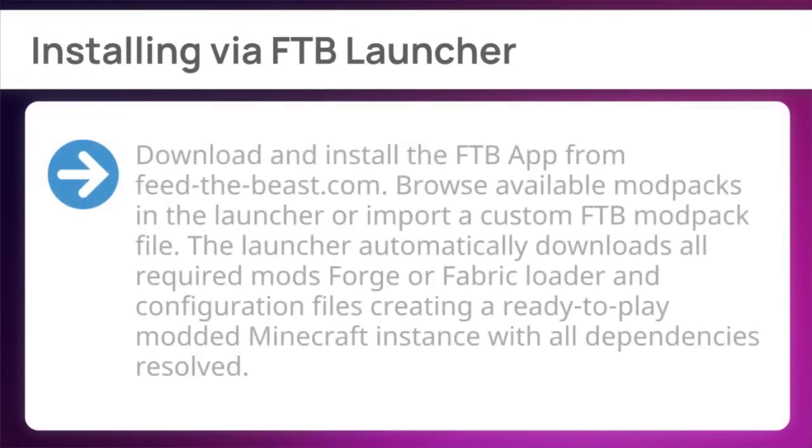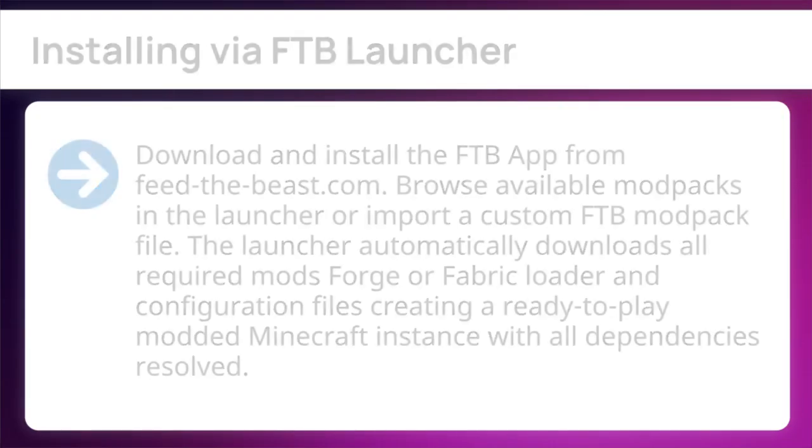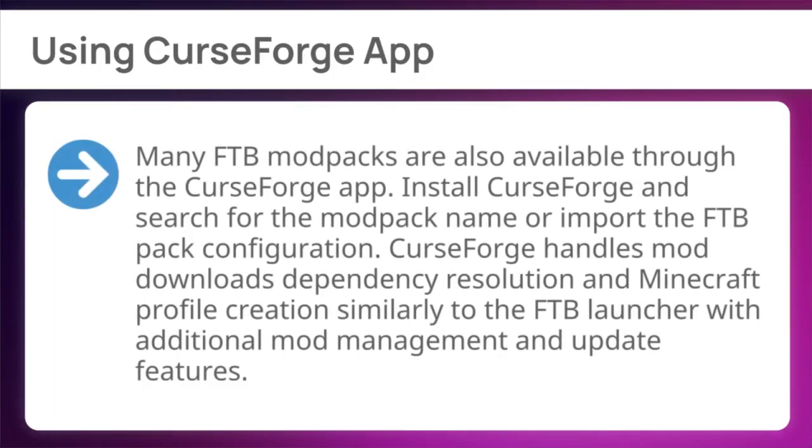First, installing via FTB Launcher. Download and install the FTB app from feedthebeast.com. Browse available mod packs in the launcher or import a custom FTB mod pack file. The launcher automatically downloads all required mods, Forge or Fabric loader, and configuration files, creating a ready-to-play modded Minecraft instance with all dependencies resolved.